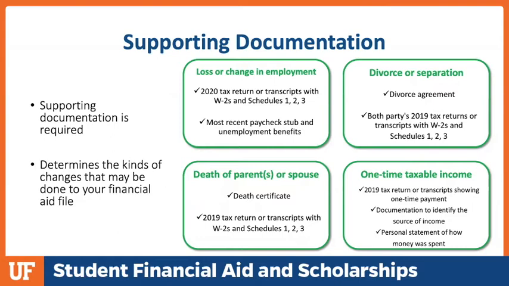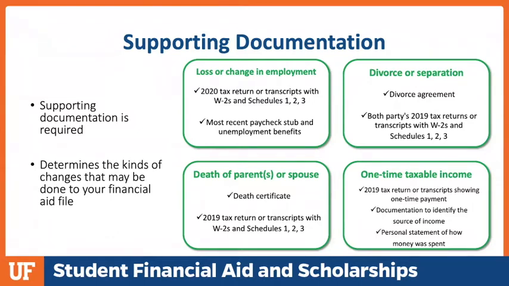If you had a divorce or separation, we would ask for the divorce agreement, along with both parties' 2019 tax returns or transcripts, along with the W-2s and schedules 1, 2, and 3. Now, you may notice that there's a difference between the tax years required for the loss or change in employment versus the divorce or separation. The reason why the divorce or separation is asking for the 2019 taxes is because, since there was a separation, somebody's leaving the household, we want to make sure that we're capturing the financial income for the remaining person that is in the household.